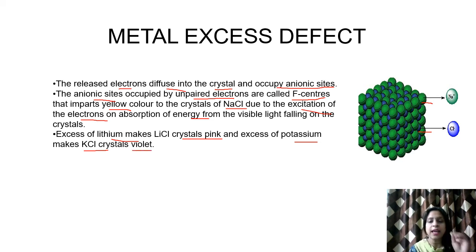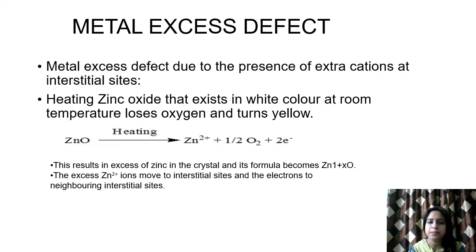So the alkali halide crystals, lithium, sodium, potassium, are imparting color due to the presence of unpaired electrons, or we can say due to the presence of F centers in them. Fine. So these are what? These are the metal excess defect.